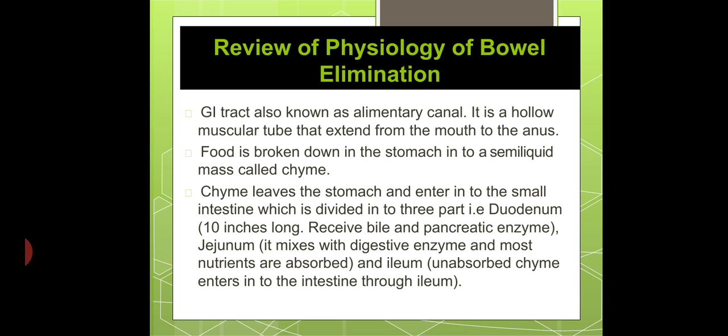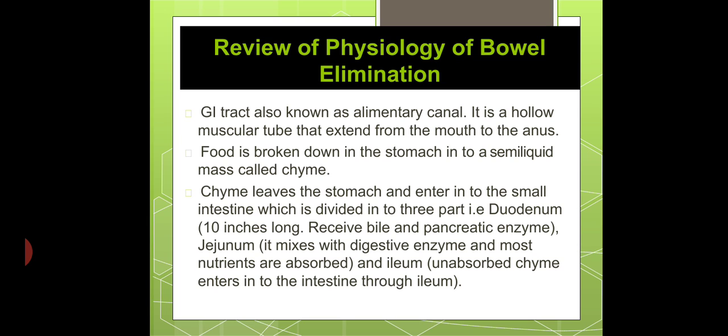It is a hollow muscular tube that extends from the mouth to the anus. That is called the alimentary canal. Food is broken down in the stomach into a semi-liquid mass called chyme. Chyme leaves the stomach and enters the small intestine, which is divided into three parts.